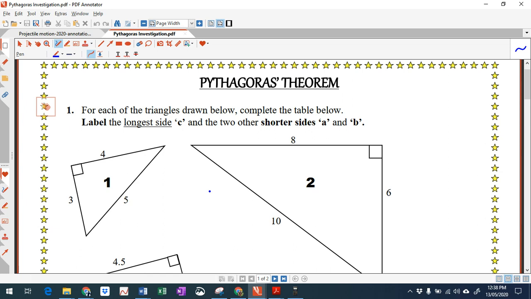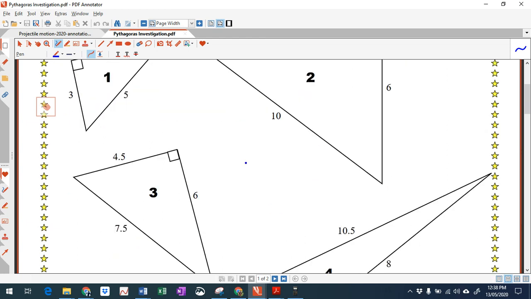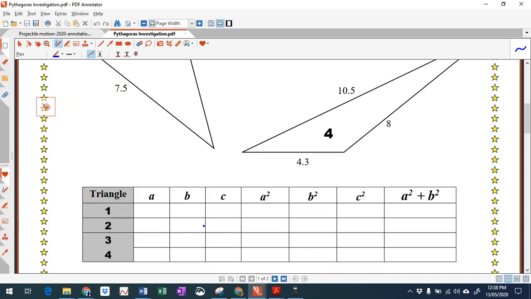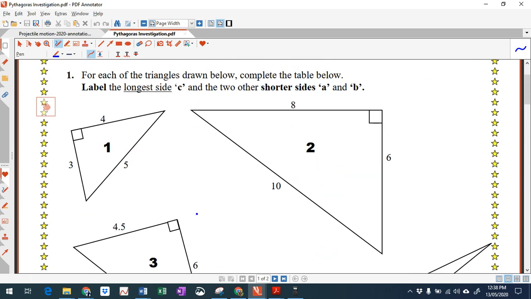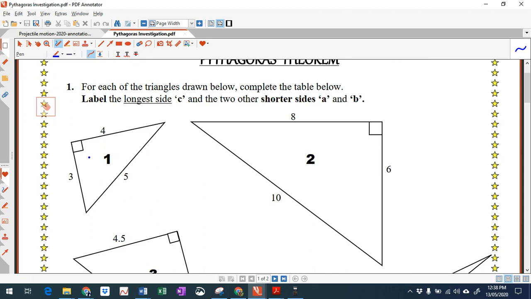So what I'd like you to do is to print out this sheet and then do what I do on the sheet. Okay. Now, for each of the triangles below, complete the table below. Okay. So here's the table down here. We're going to fill in this table according to these triangles. Okay, now these triangles are drawn to scale.